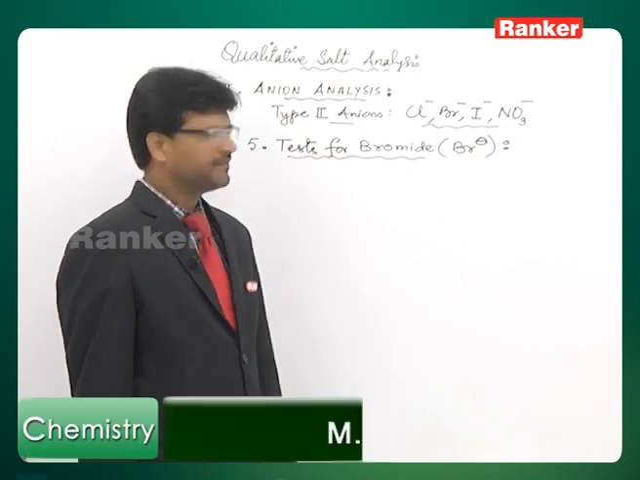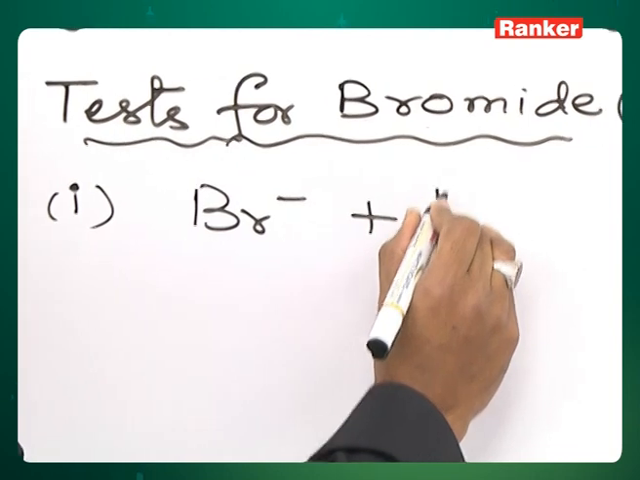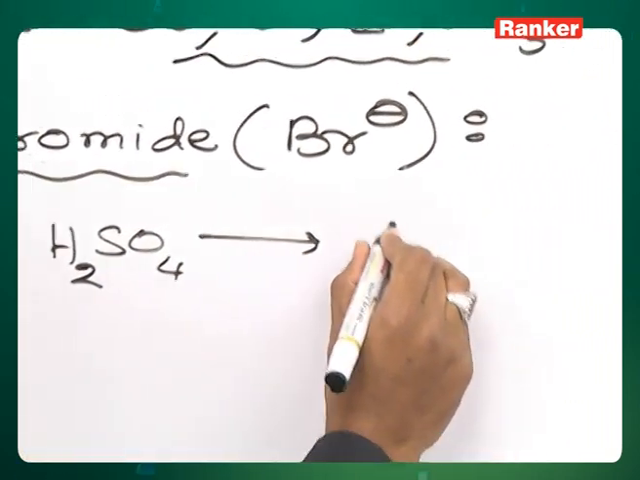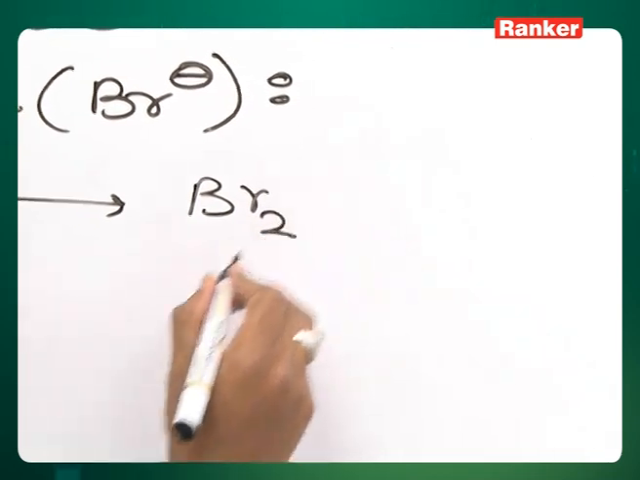Test for bromides? Bromide can be tested like this. Number one, with sulfuric acid: if you add concentrated sulfuric acid to a bromide salt, you get bromine gas, reddish brown fumes.